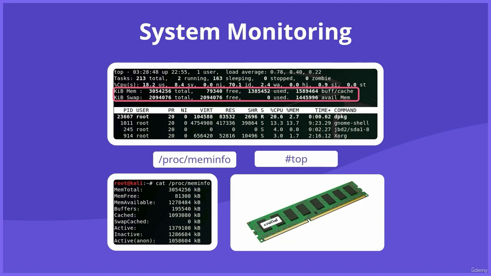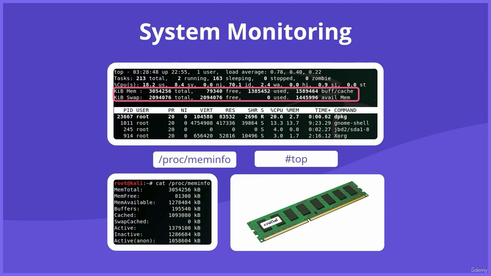Now, to see the status of RAM, the /proc/meminfo file is another alternative way. It's used to report the amount of free and unused memory on the system, as well as the shared memory and buffers used by the kernel.